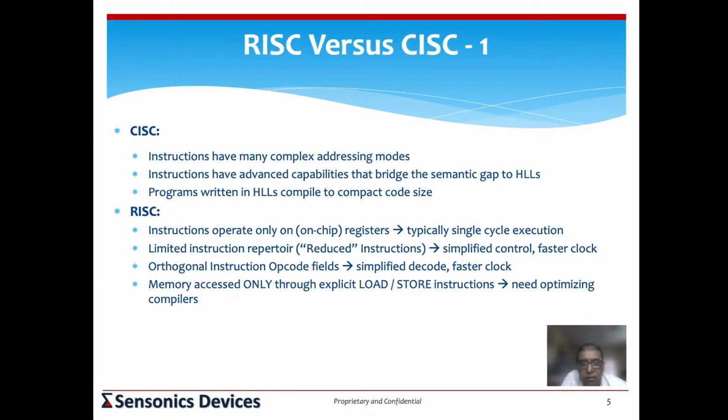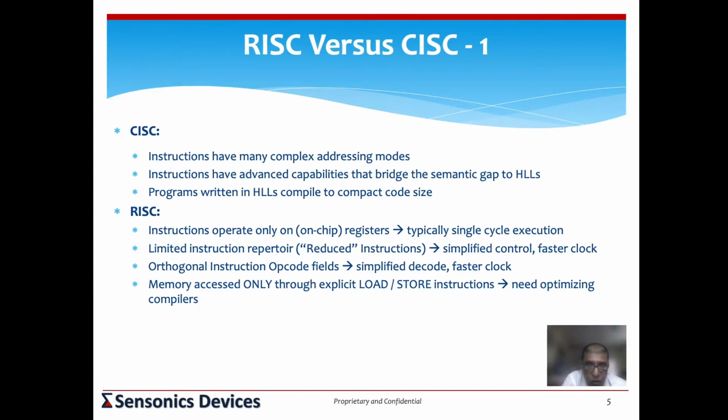And all instructions will operate register to register. So there'll be a register file, and source and destination data will be stored in these registers on chip. And every instruction will execute in one cycle. It will have a very limited instruction repertoire. That's how the reduced term came in. This will allow the control to be very simplified, and hopefully will allow the clock to be very fast. Much faster than the clock you would be able to achieve in a CISC.